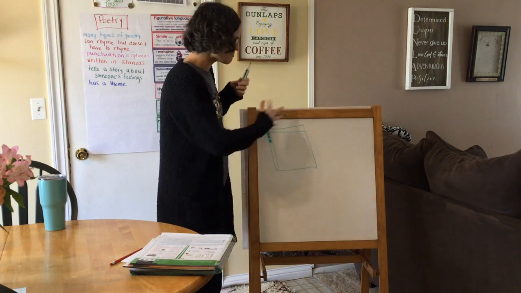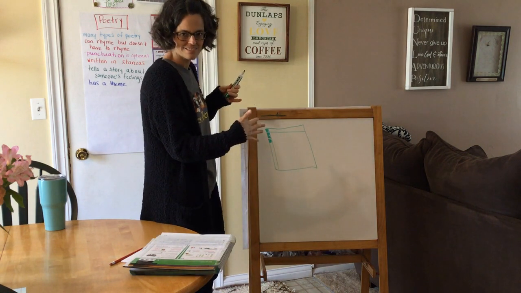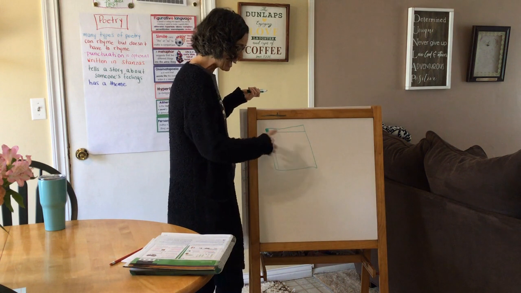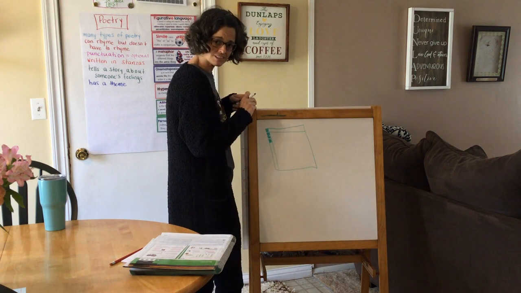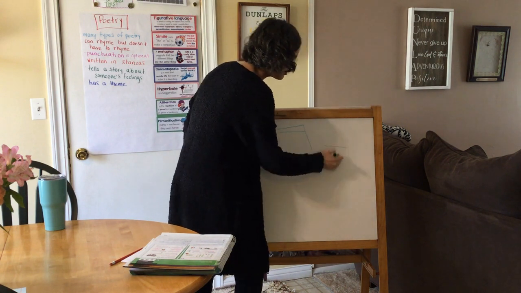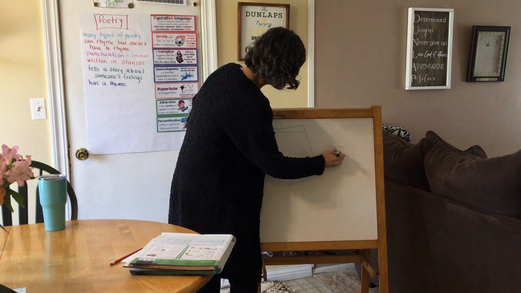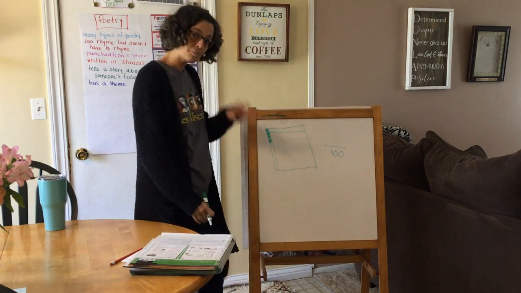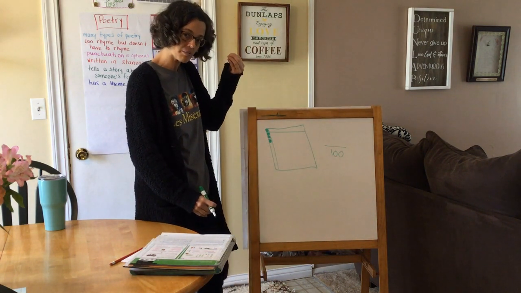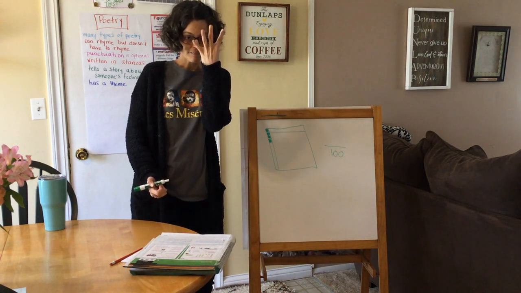So let's think about what fraction I'm showing here. What fraction is this? Well, how many squares do I have altogether? How many did we say? We have 100. So is that going to be my numerator or my denominator? It's my denominator. So it's 100. How many out of that 100 are we talking about? How many squares did I color in? How many? 4.